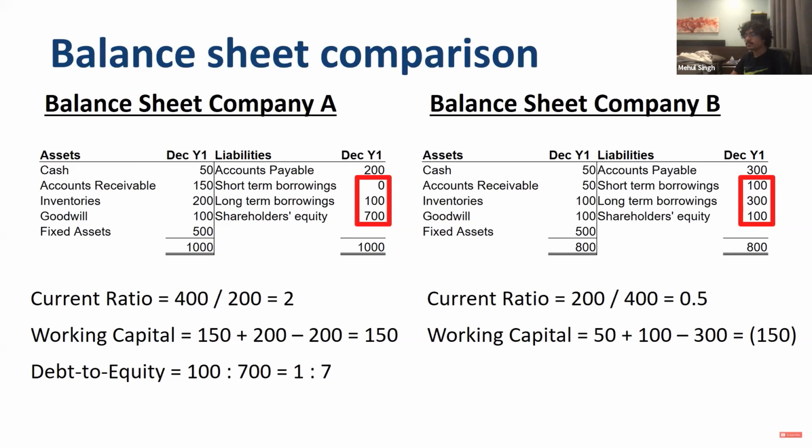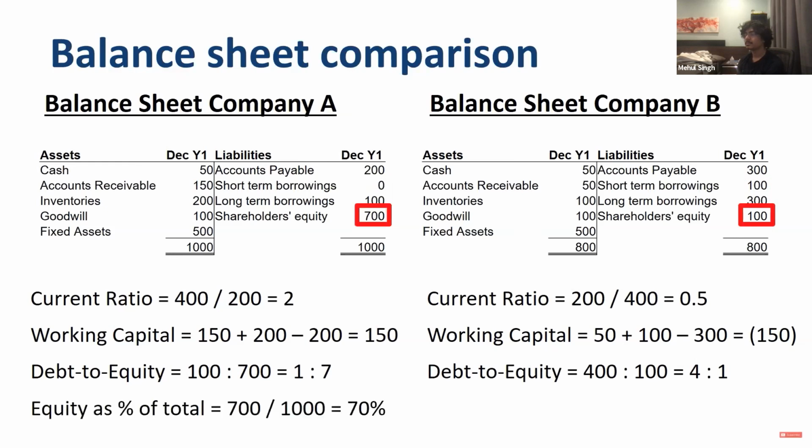For Company B, 400 in borrowings, 100 in equity. So a debt to equity ratio of 4 to 1. For every dollar of shareholder capital, equity, there are $4 borrowed, which is possibly more fragile. A related financial ratio is equity as percentage of the balance sheet total. 70% for Company A, 12.5% for Company B. Based on the debt to equity ratio and equity as percentage of total, you could say that Company A has low leverage, while Company B has a high leverage.